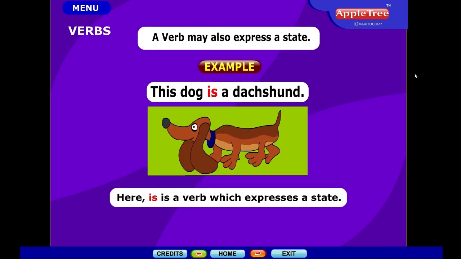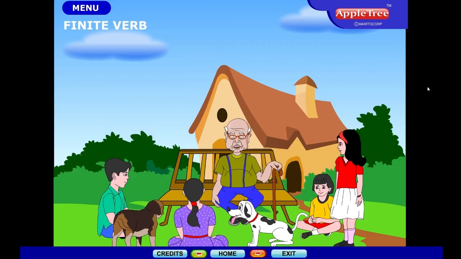A verb may also express a state. Example: This dog is a dachshund. Here, is is a verb which expresses a state. Vinod, can you tell us about finite, non-finite, and infinitive verbs?